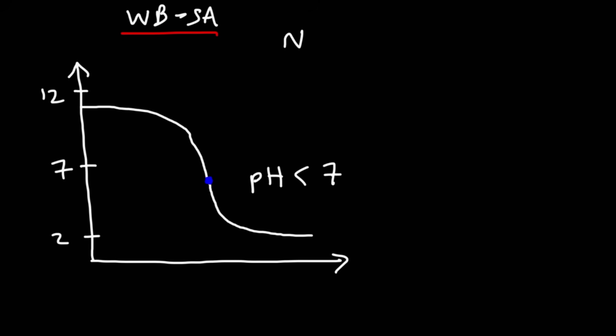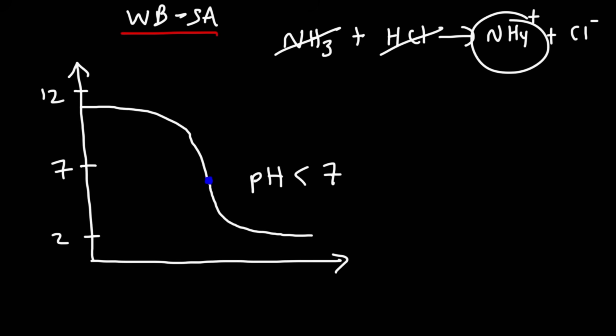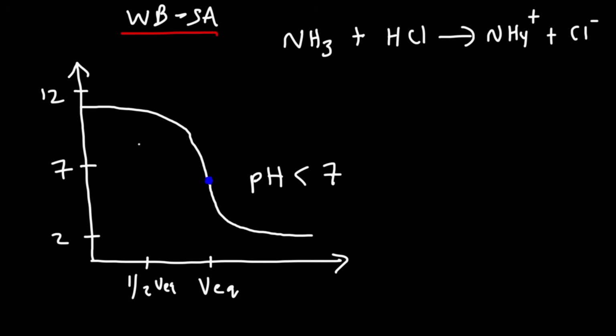So imagine if we have ammonia. Ammonia is a weak base, and we react it with HCl. We're going to get NH4 plus, the weak acid, and Cl minus. At the equivalence point, these two will go to 0, and we're only going to have the weak acid left over. And the pH will be less than 7 at that point. So here, this will be the volume at the equivalence point. And then at 1/2 of that volume, like before, we could determine the pKa of the acid.